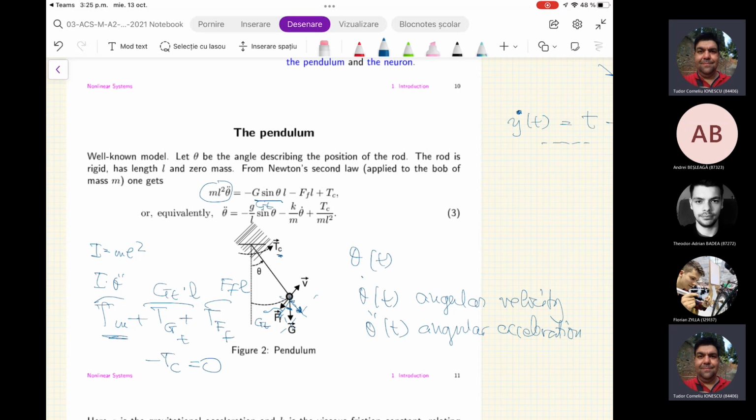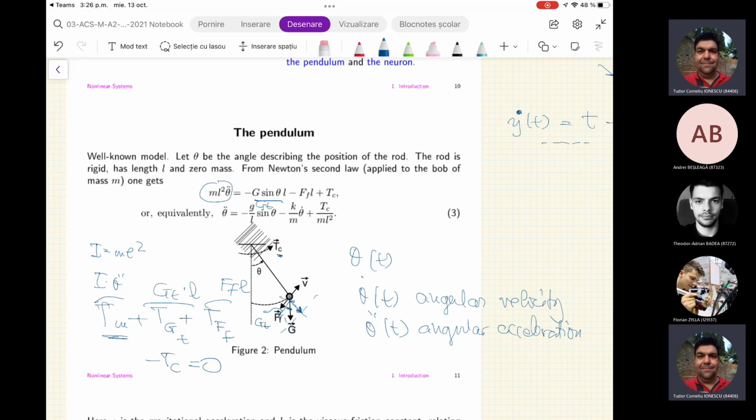It's g sine theta. So you get this equation, m l squared theta double dot is minus, then you put everything without the dots on the other side, and you get the second order differential equation governing the rotation motion of the pendulum. So you get m l squared theta double dot is minus g t, so minus g sine theta L minus the friction force L plus Tc.